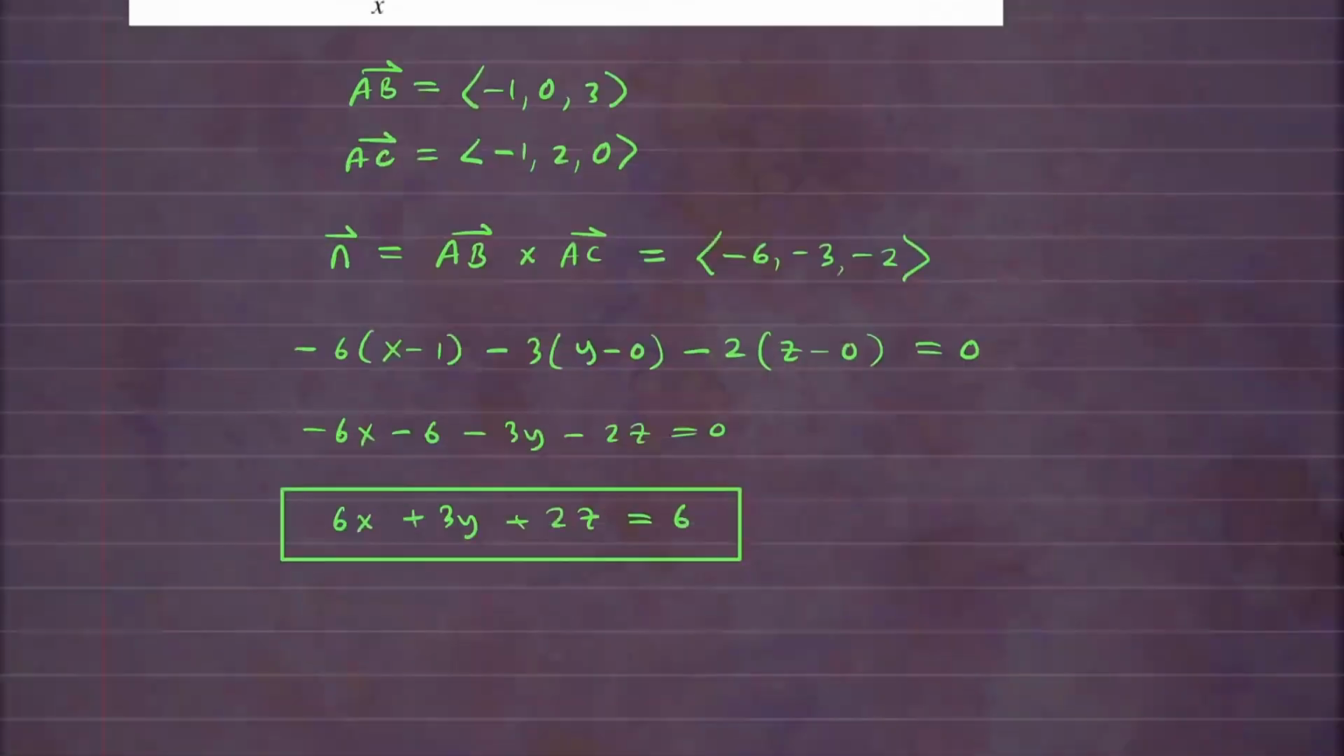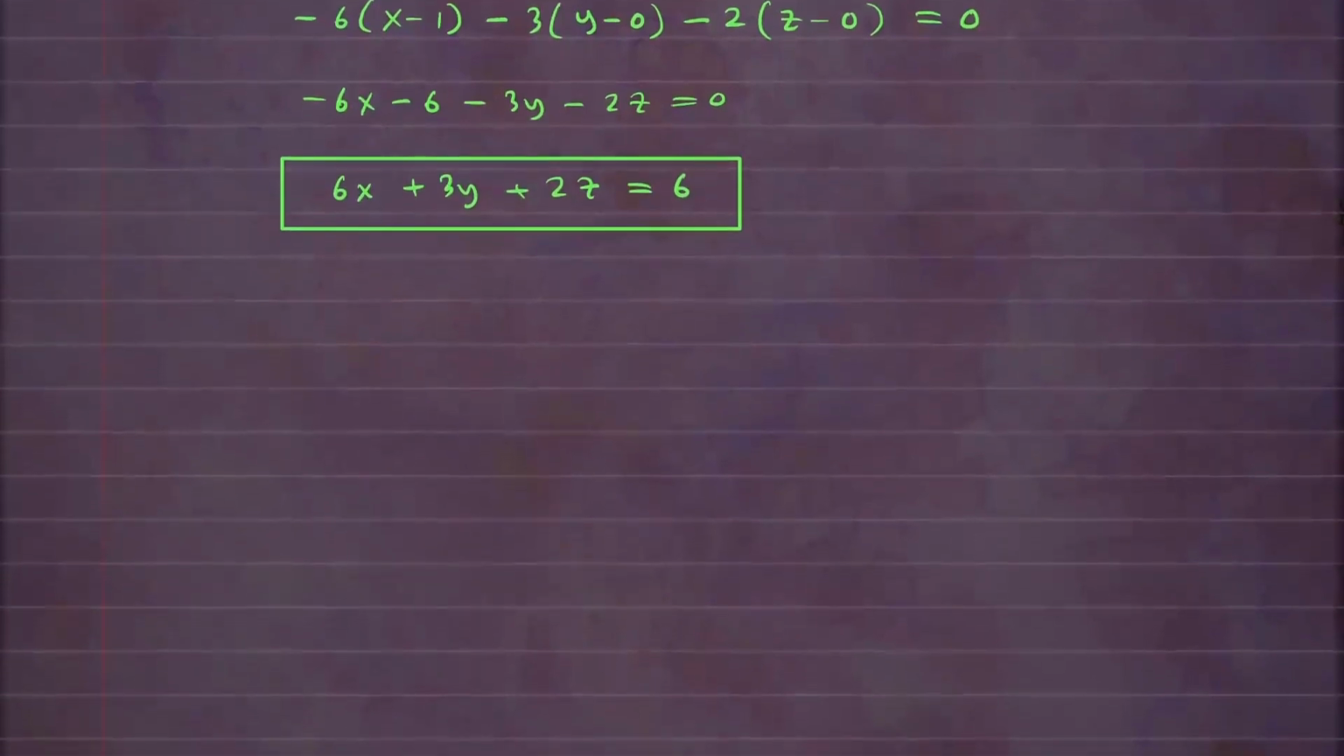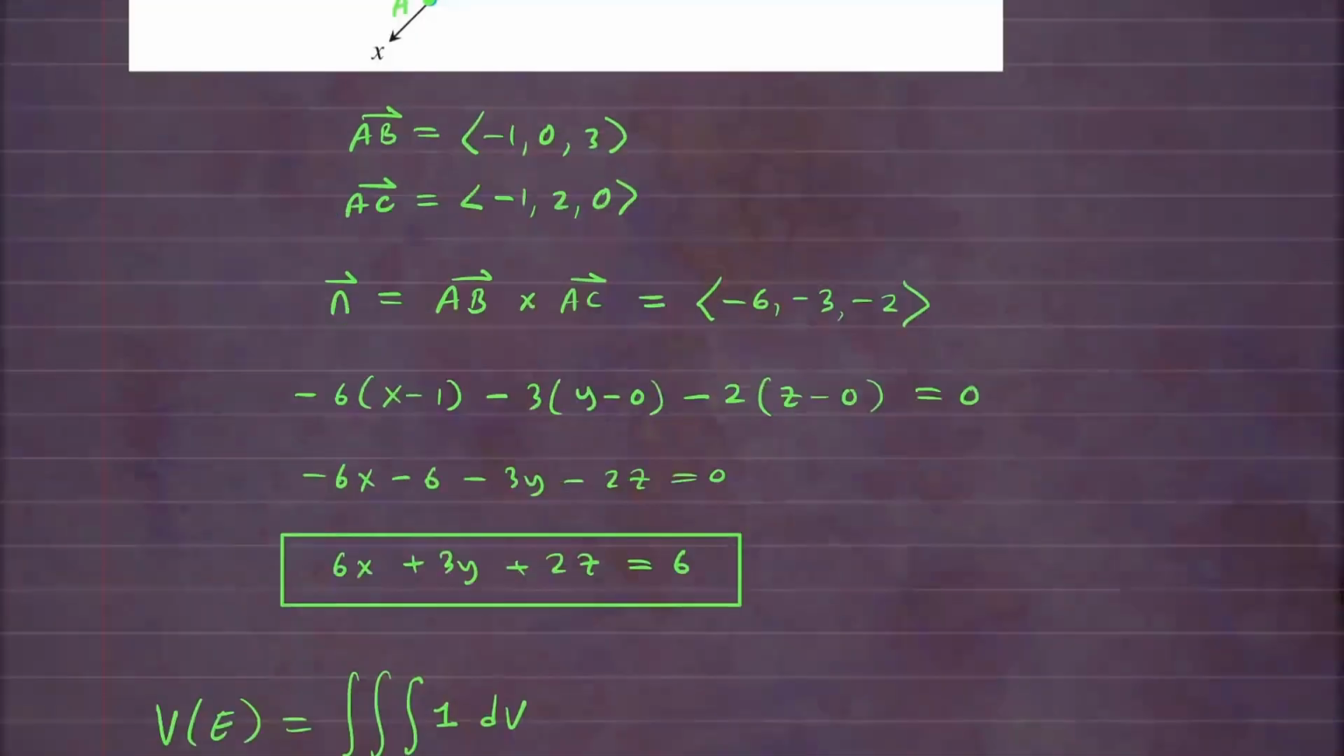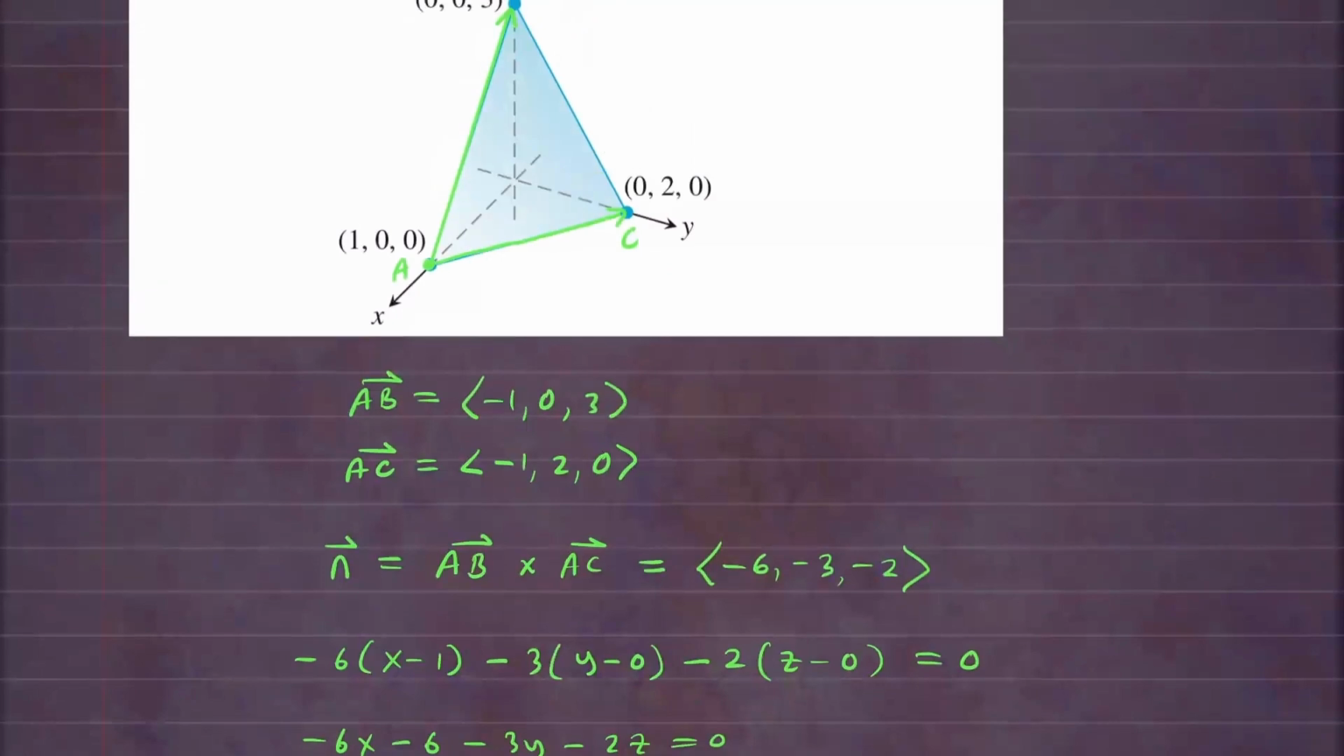The volume is going to be a triple integral. We're going to set up the volume of this solid, let's call it E, as the triple integral of 1 dV. That's how you're going to set up the volume. Now we need to figure out our limits of integration. You can do it in 3 different ways. In fact, 6 different ways, but I'm going to show you probably just 1 or 2.